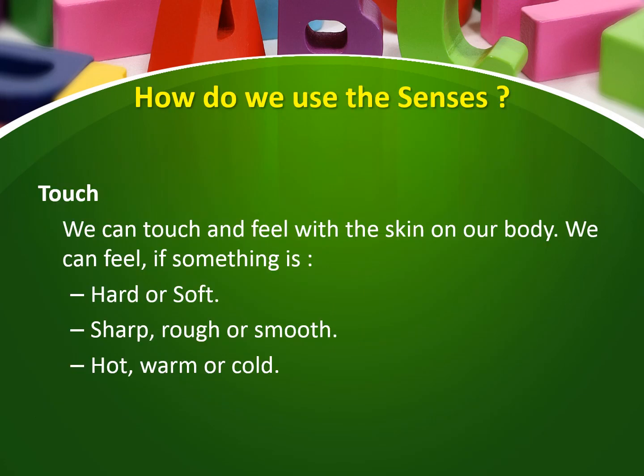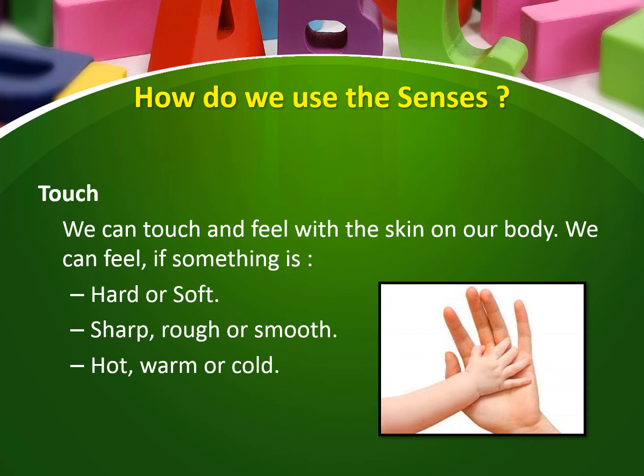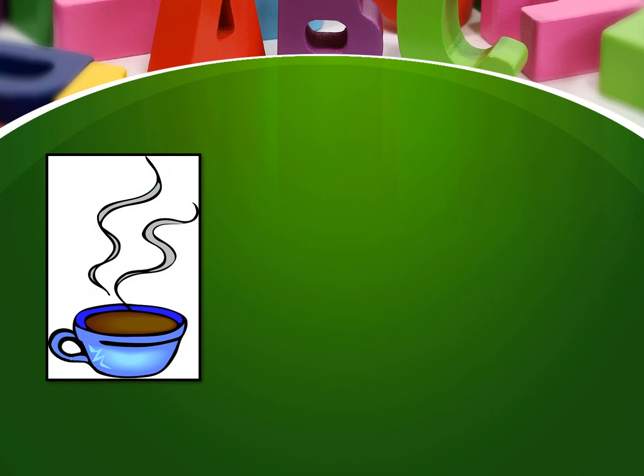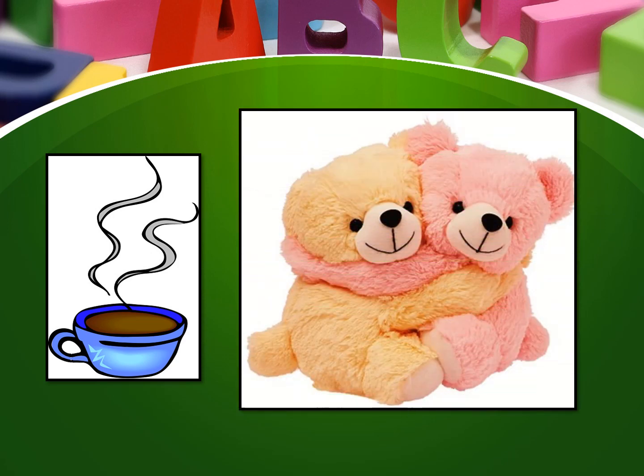The last sense is touch. We can touch and feel with the skin on our body. We can feel if something is hard or soft, sharp, rough or smooth, or hot, warm or cold. Can you tell me if the coffee is hot or cold? Yes, it is hot. When I touch the teddy bear, I feel it is soft.